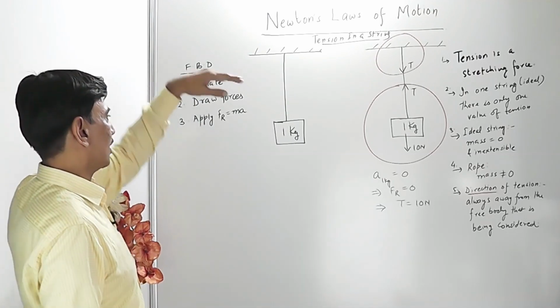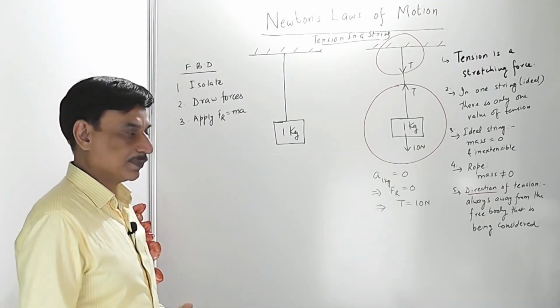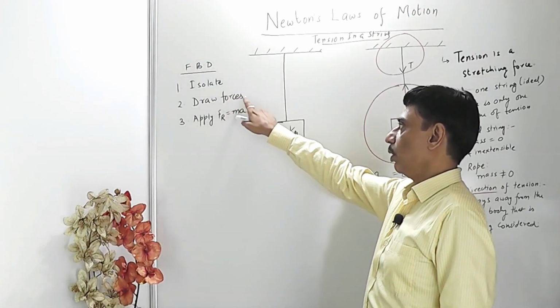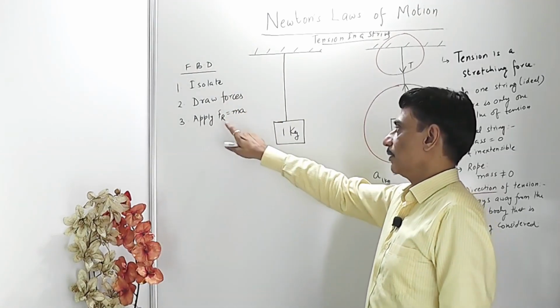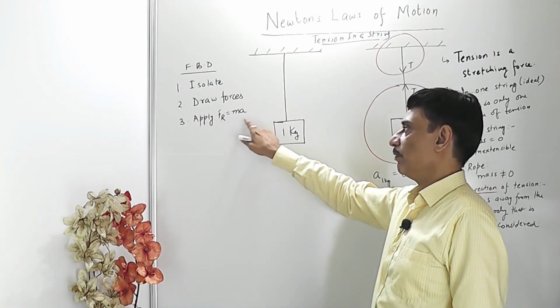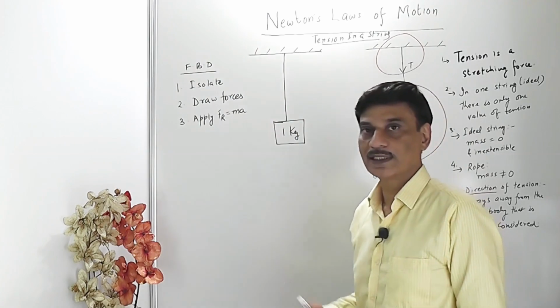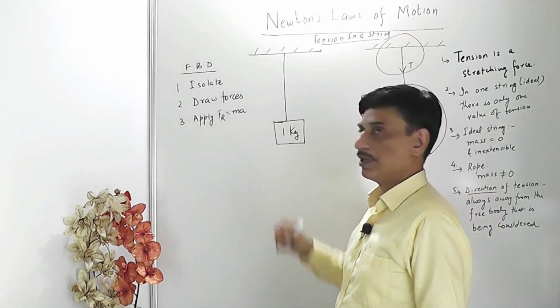The 3 steps which we use all the time: first, we isolate the body; second, we draw forces which are acting on the body; and third, apply F = ma, where F stands for F resultant, R for resultant, or net force, it is one and the same thing. So F = ma.